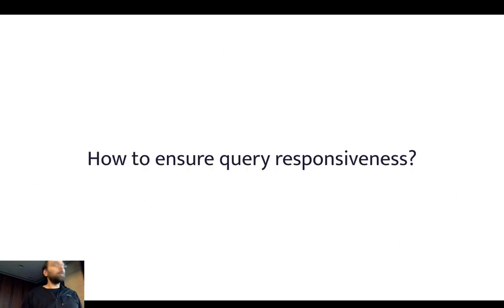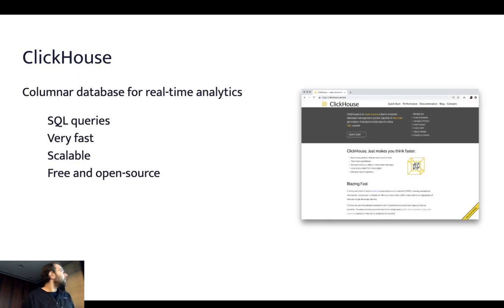So we looked around, evaluated a few databases which would allow us to make these queries perform well. And the one I actually use now is called ClickHouse. It's not very well known, but it's actually a shame because it's good. It's a columnar database for real-time analytics. How is it marketed? It's free and open source. That's important. It supports SQL queries. It's super fast and scalable.